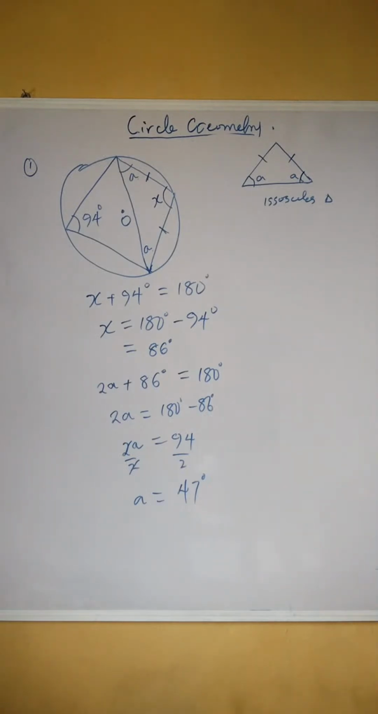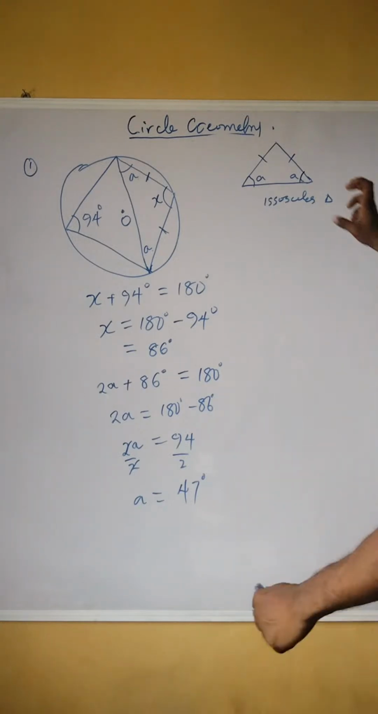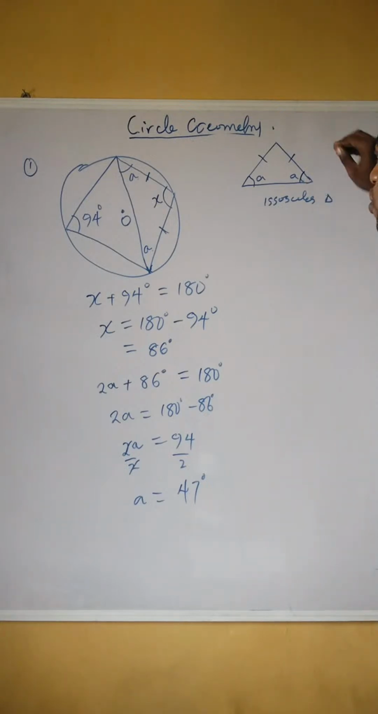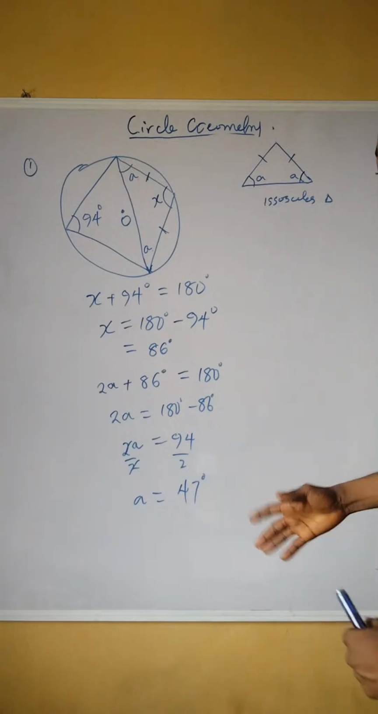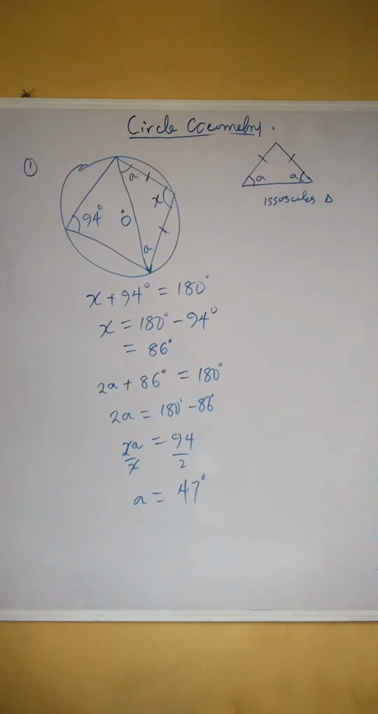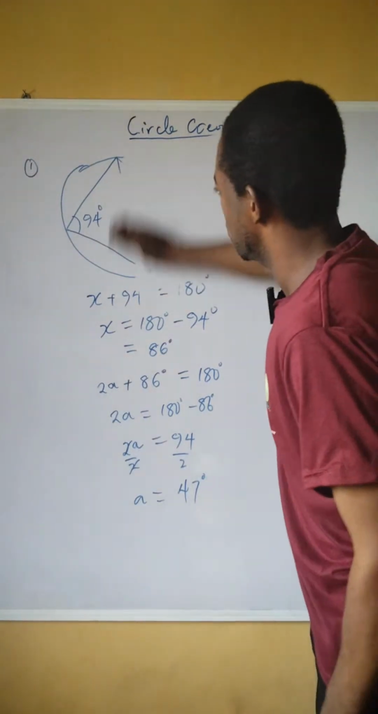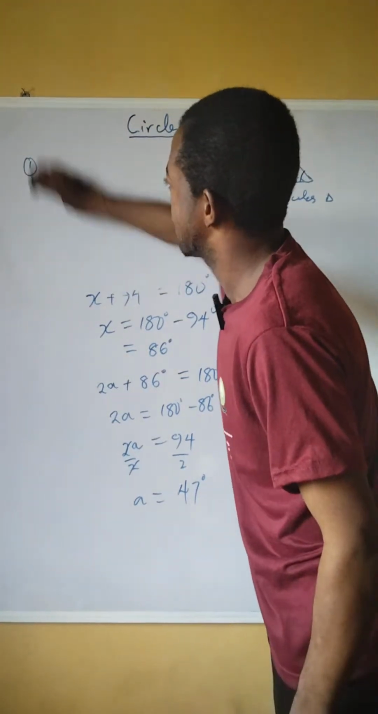So we just applied a theorem coupled with the property of triangles that we know, which is the isosceles triangle. So that is question 1 here. Now consider the next question, which will be number 2.